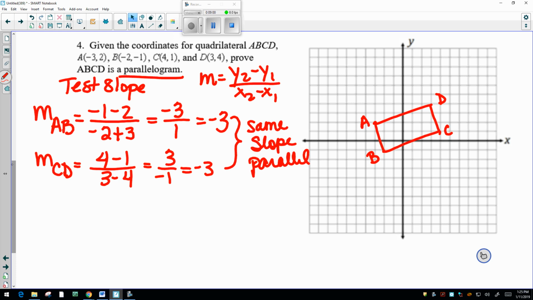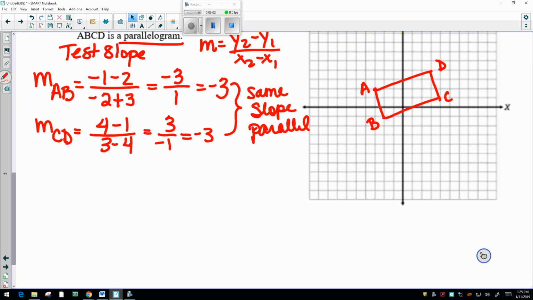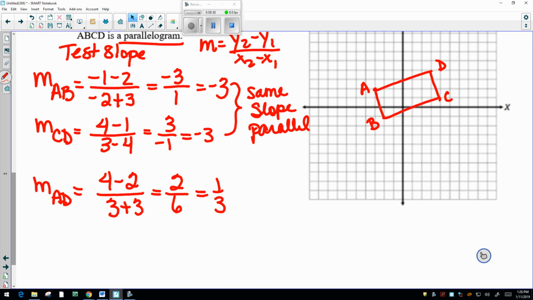So now we have 2 more sides. We have sides AD and BC. And we hope that those are going to have the same slopes. So if I'm looking at AD, again, in my top, y2 minus y1, so I'd have 4 minus 2. And on the bottom, I'm going to have 3 minus a -3. So 4 minus 2, I'm going to get 2. 3 plus 3, we're going to have 6. We always want to reduce slopes. So we're going to have a slope of 1/3.